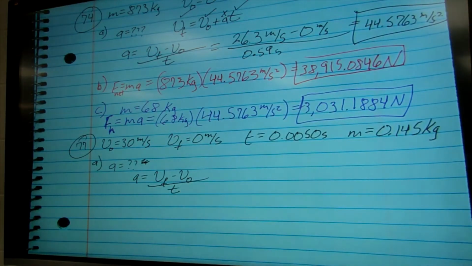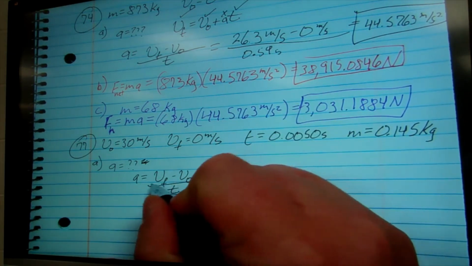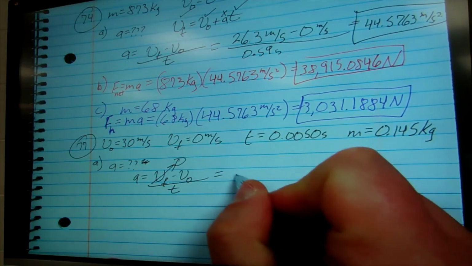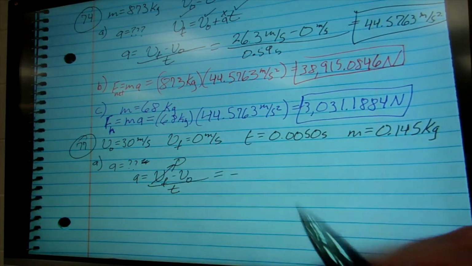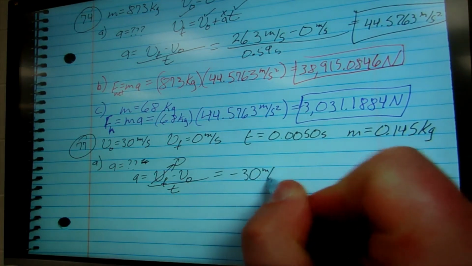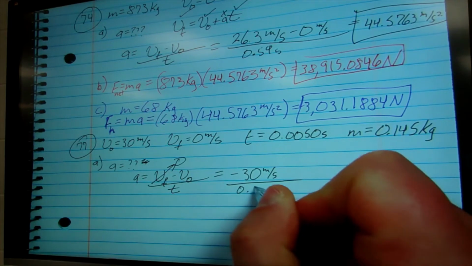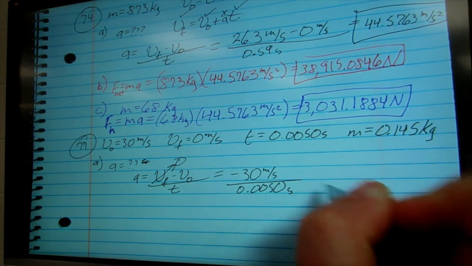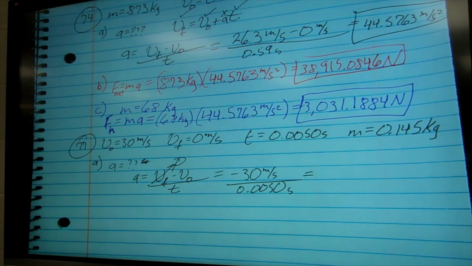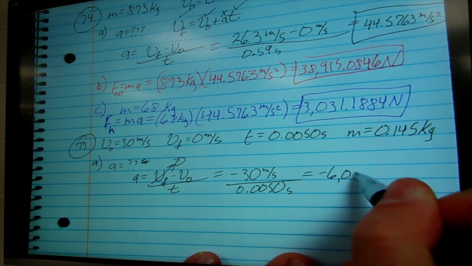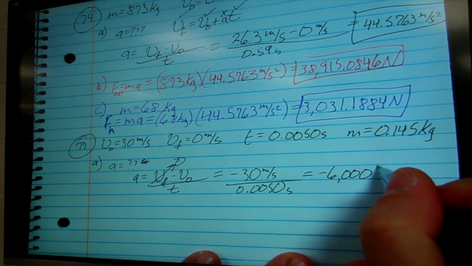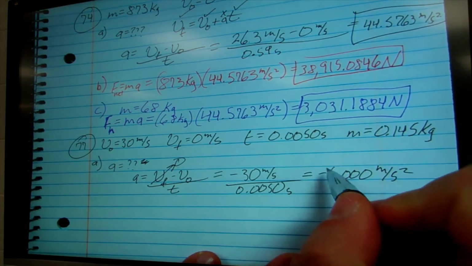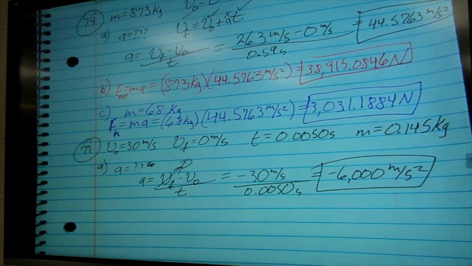Okay, so acceleration is equal to the final velocity minus the initial velocity all over time. So in this case, our final velocity is 0. The initial velocity was negative 30 meters per second. Divided by time, we have 0.0050 seconds. So this will be equal to, I get negative 6,000 meters per second squared. So there's A.